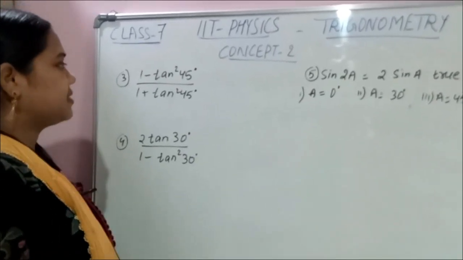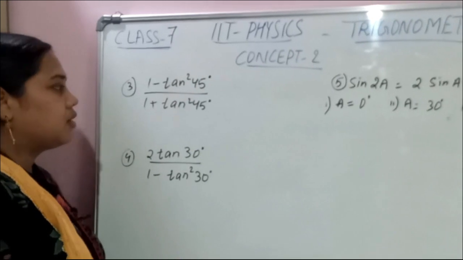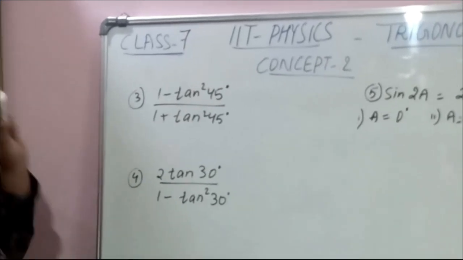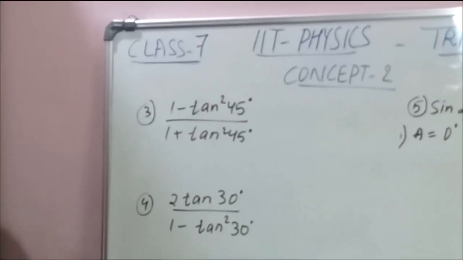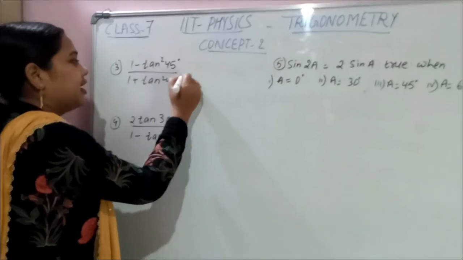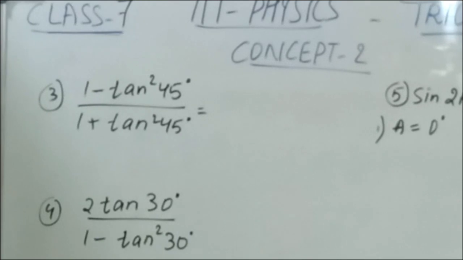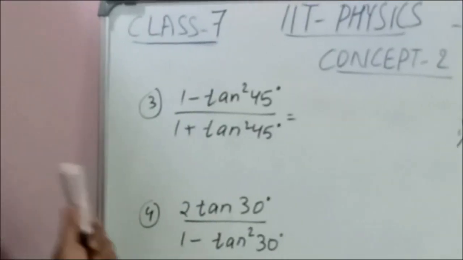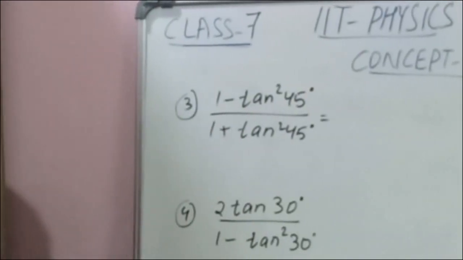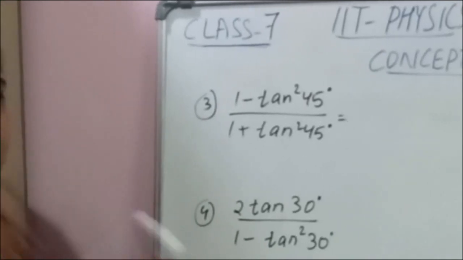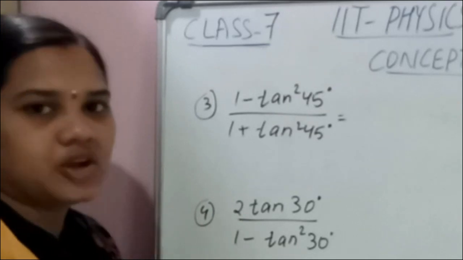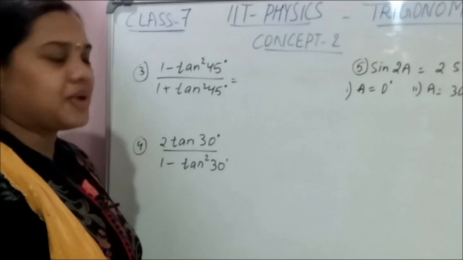1 minus tan square 45 whole divided by 1 plus tan square 45. Okay, so you can see now, children, every question consists of the values of standard angles. If you don't know the value of standard angles, you can't do the sums. That is compulsory, you should have in your mind, because this value chart will not be given in the question paper.